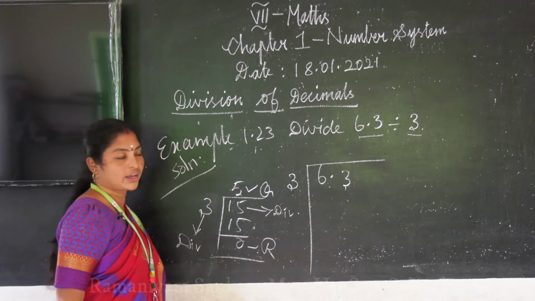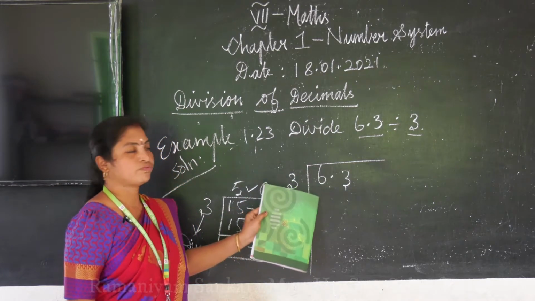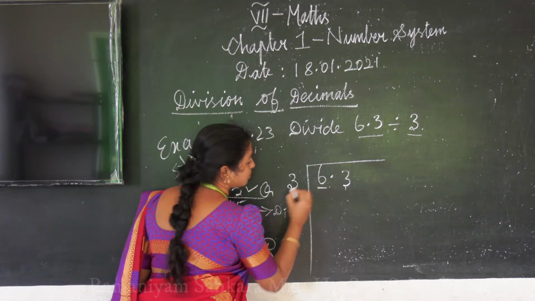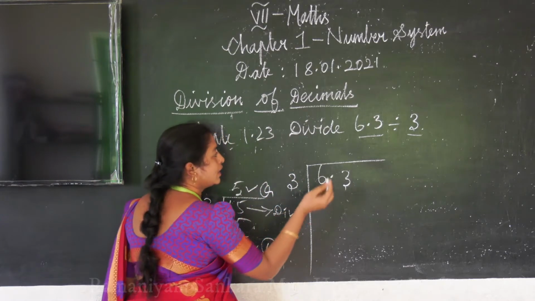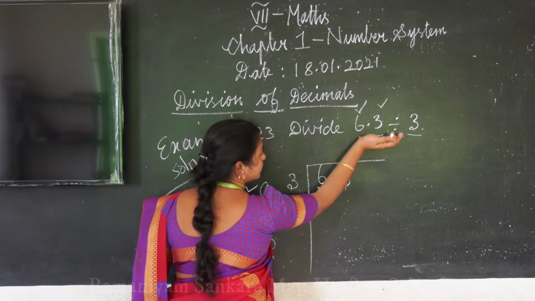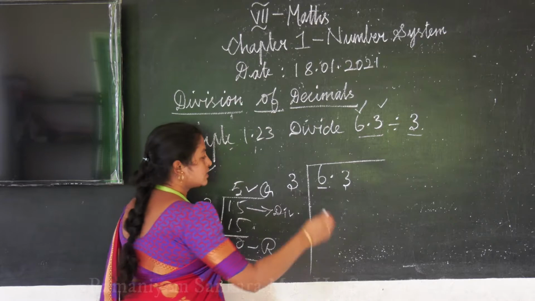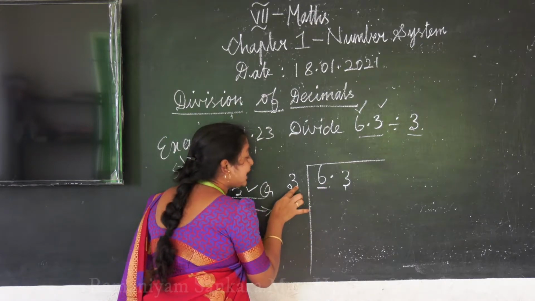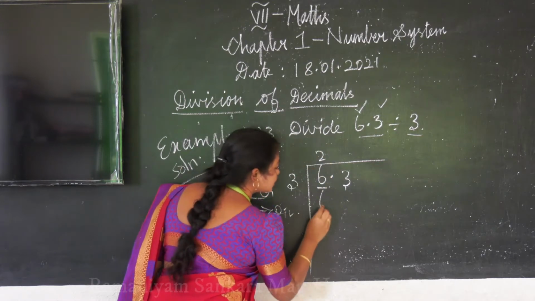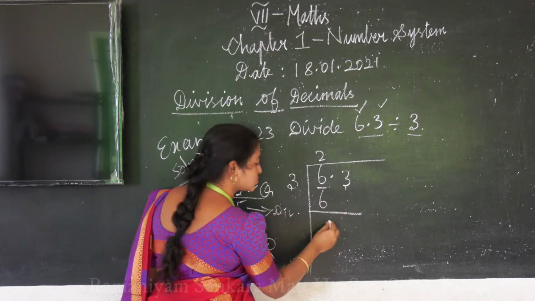Like this only we have to do the division of decimal numbers also. See, first take the whole number 6. This is the whole part, this is the decimal part, the integral part and the decimal part. First, how many times 3 are there in 6? There are 2 times, because 2 3s are 6. Next we have to subtract: 6 minus 6 is 0.